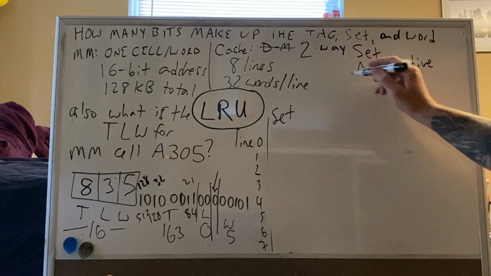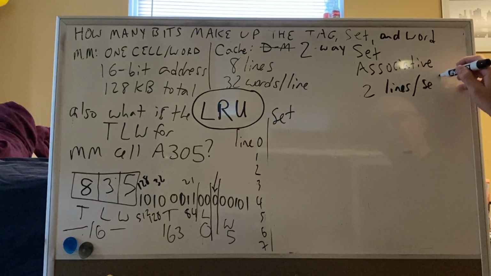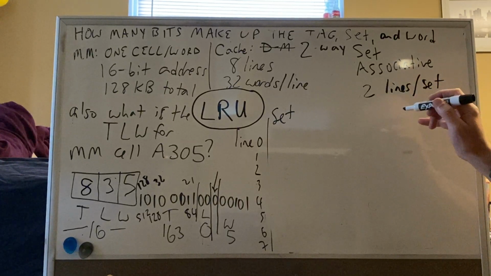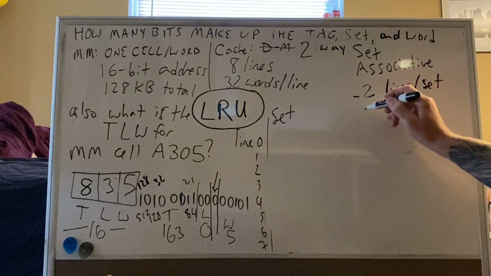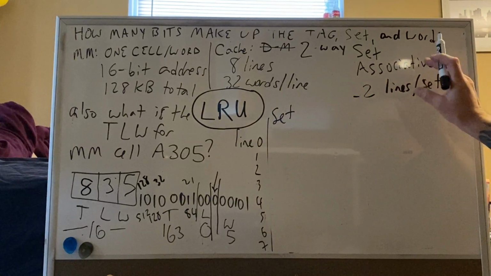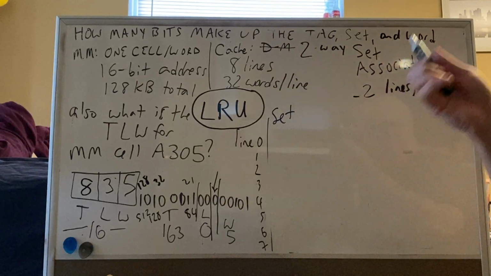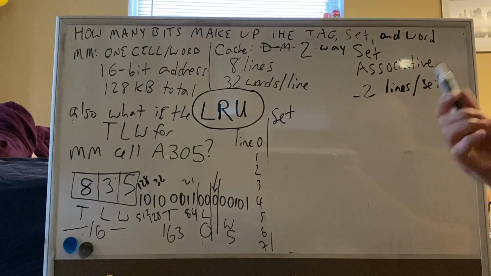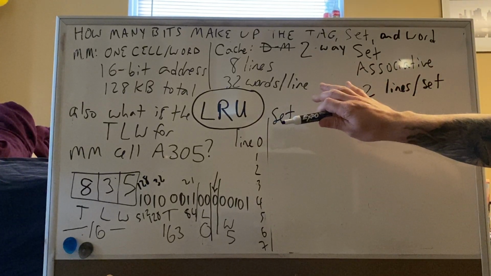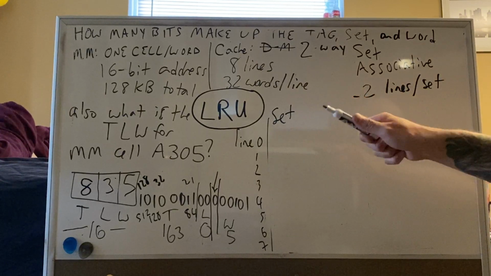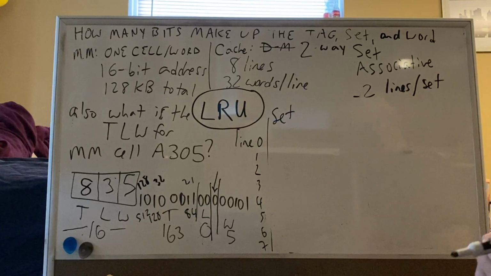Now what that means is there's 2 lines per set. It does not mean there are 2 sets. There might be a million sets. It means there's 2 lines per set. The blocks of memory are mapped to a set. It has 2 choices. Choice is good. Well, a 2-way set associative cache should be more efficient than a 1-way set associative cache, which is called a direct mapped cache, which is simpler but slower.